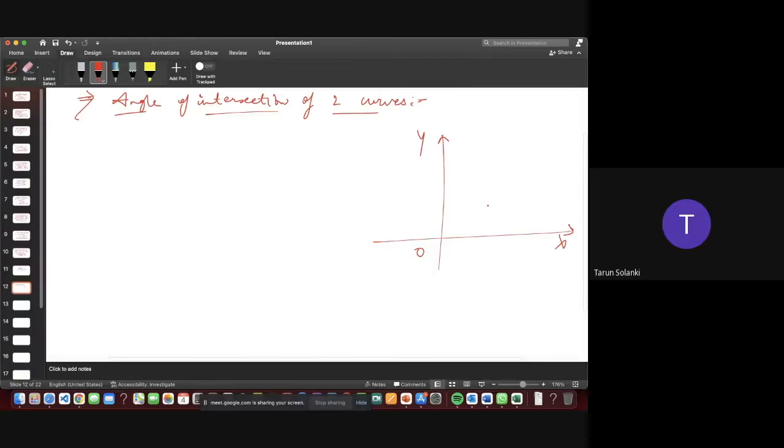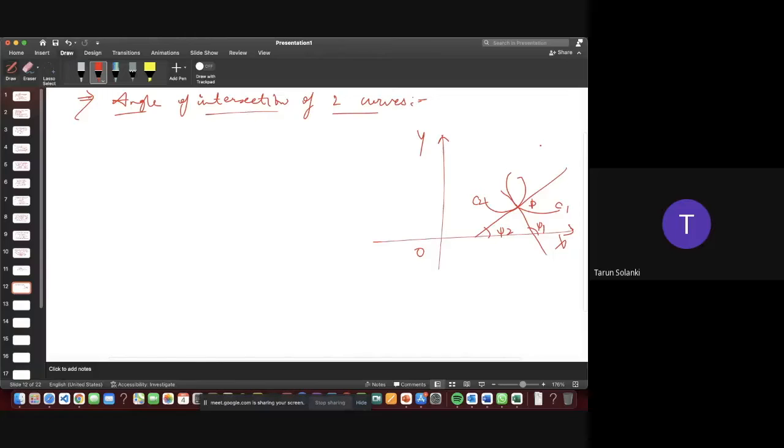Let one curve be this. This is the tangent. Another curve is this one, and this is the tangent for this. Let this angle be psi 2, this be psi 1. This point is P, this is curve C2 and this curve C1. Okay. So the angle of intersection of two curves is defined to be the angle between the tangents to the curves at their point of intersection, right?